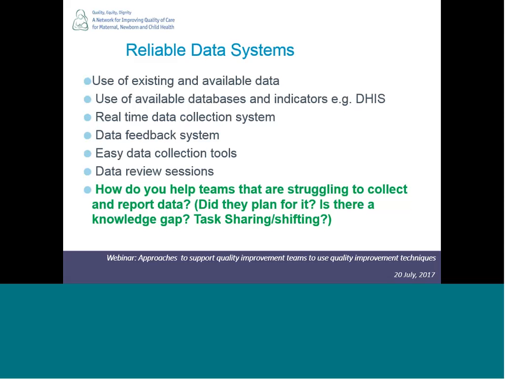Have a data feedback loop where data is moving up, but it also has to come back to the facility or to the QI team to review and see if there are any gaps, or whether what we have reported in DHIS is basically what is happening at facility level.